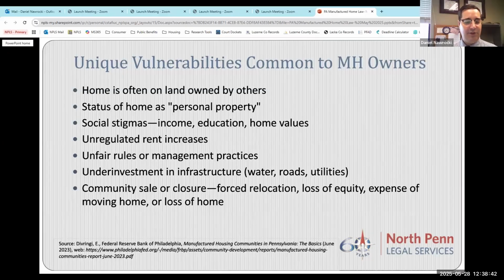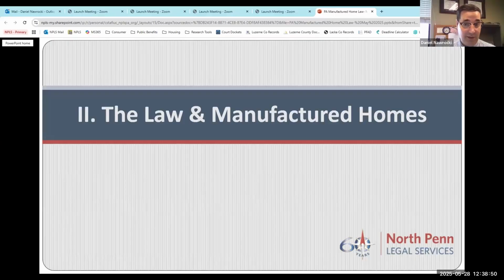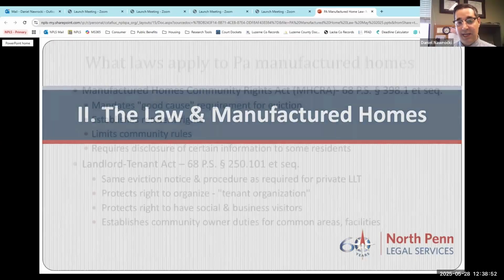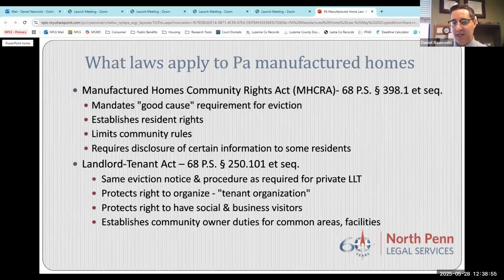and we're going to get to a lot of these, and that's why I'm moving through these first slides pretty quick, just because a lot of this is going to come up throughout our presentation. So what we want to get to is the law that applies to manufactured housing, and the two main laws that apply are the Manufactured Home Community Rights Act. This is often referred to as MHCRA, or the Mobile Home Law or the Mobile Home Act. If you're writing it in a pleading, it's the Manufactured Home Community Rights Act of 1976. That applies to manufactured homes.